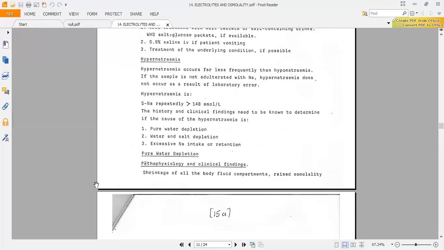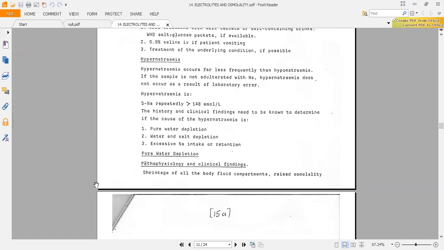Hypernatremia is when your serum sodium level exceeds 145 millimoles per liter. Some people use 148, so you can use 148. It's in your slides. So what can cause hypernatremia? Basically two things. It's just like the opposite of hyponatremia.